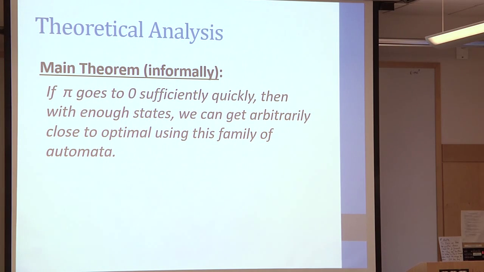Okay, so that's what we show. If nature doesn't change too fast, right? If nature changes fast, you're hopeless. There's nothing you can do. There's no information. Even an unbounded agent can't do much. And if you have enough states, then you get arbitrarily close to the actual optimal. Okay? And not the optimal with the finite automaton, any optimal.